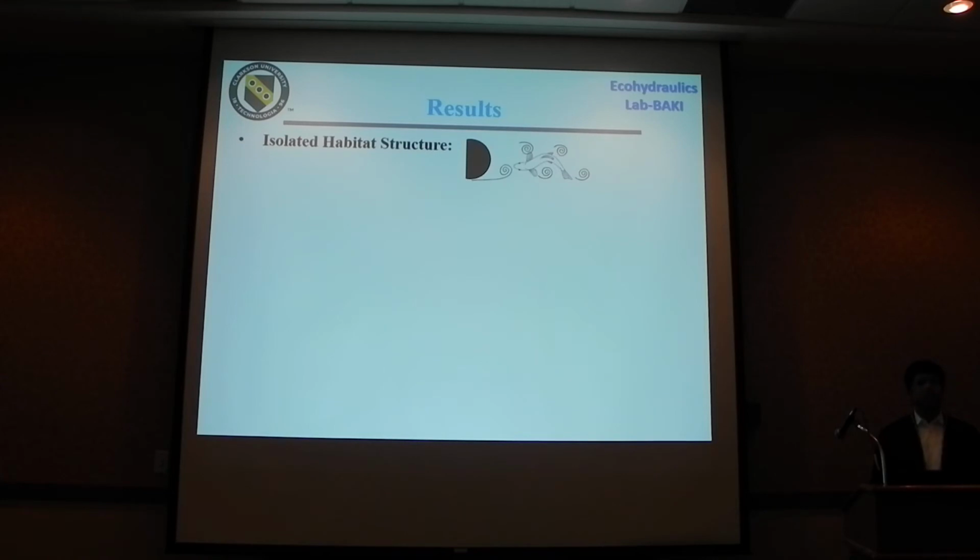Let's see the results. At first, we focus on a single boulder. What is going on around a single boulder?